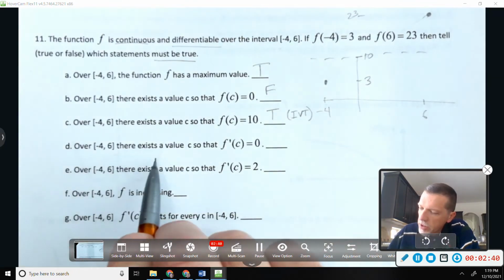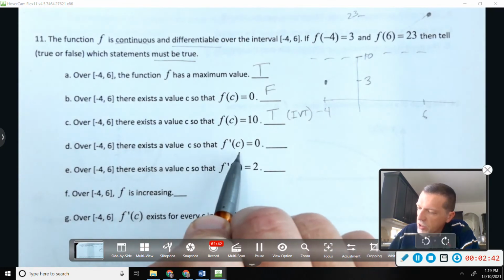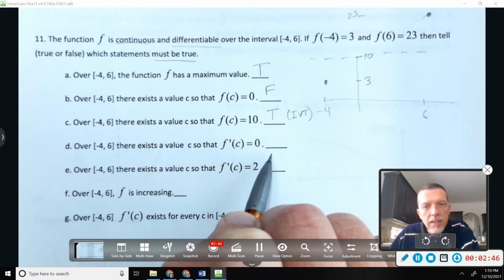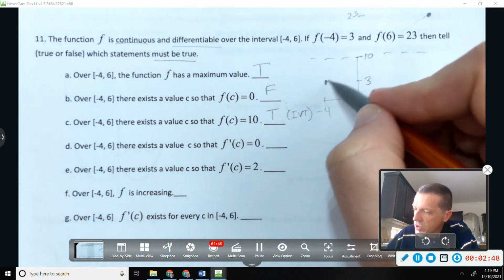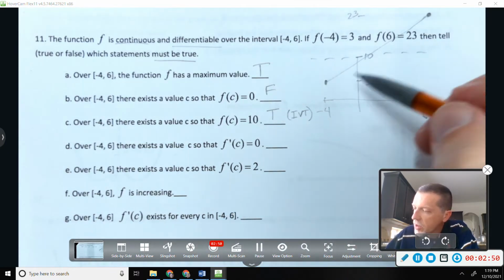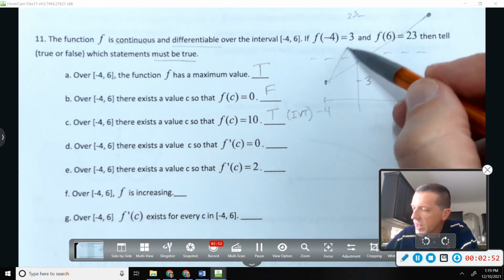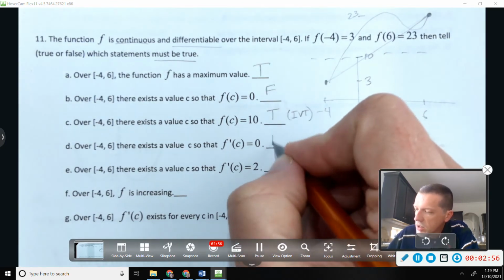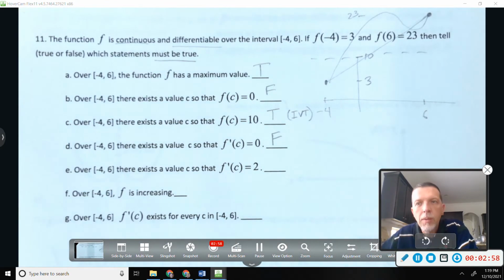Over -4 to 6, there exists a value c such that the derivative is 0. Maybe, but maybe not. So who knows? If we just go straight there, we don't have a derivative of 0. But if we have any maxes or mins, then we would have zeros. So that gets a false because it's a maybe, maybe not situation.